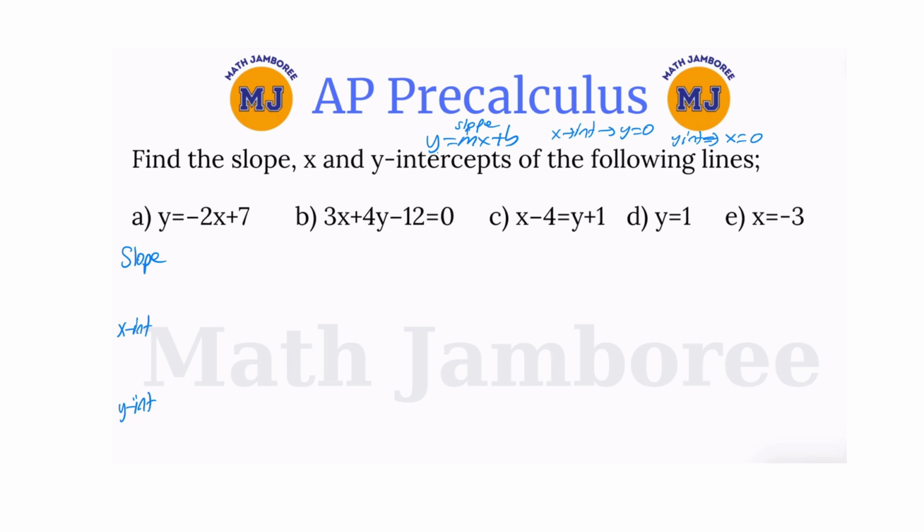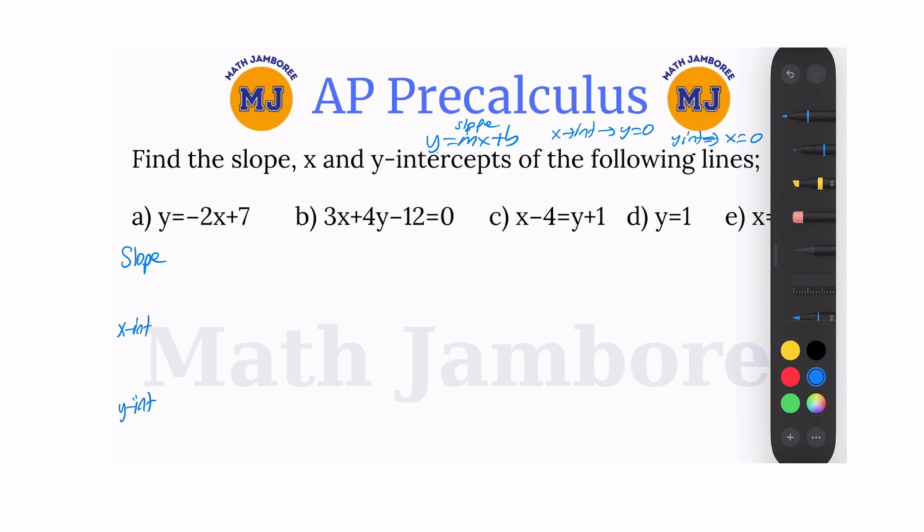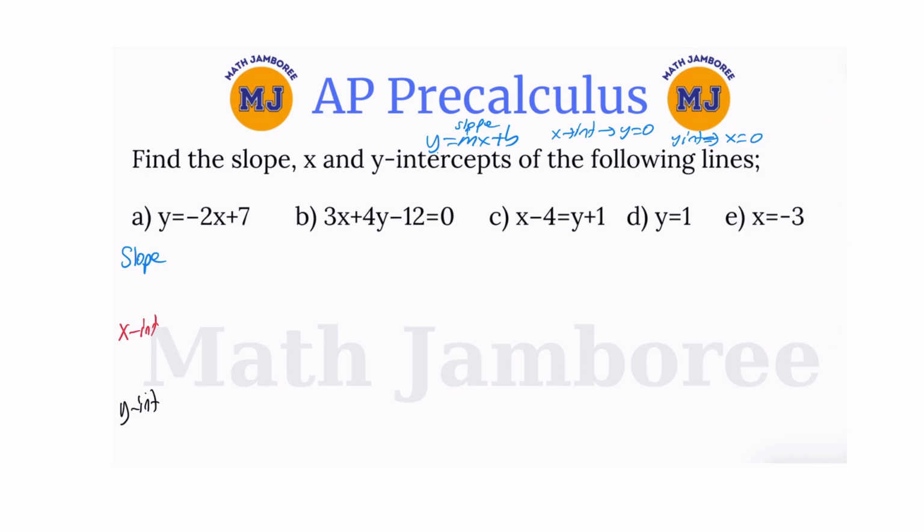You know what, actually, I would like to write them in different colors, so that each step, I will just choose a different color. So I'm going to show you x-intercept in the color red, and the y-intercept in this color. Okay. Let's find the slope in color blue.